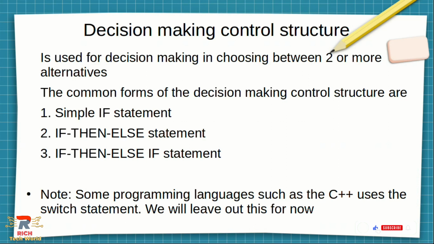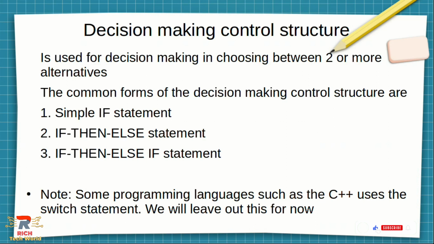Okay, and under that we are going to talk about three separate types. The first one is the simple one, which is the simple if statement. The second one is the If-Then-Else statement, and then the third one is the If-Then-Else-If statement. Note that programming languages such as C++ use the switch statement. We will leave that out for now, and we'll talk about that some other time.